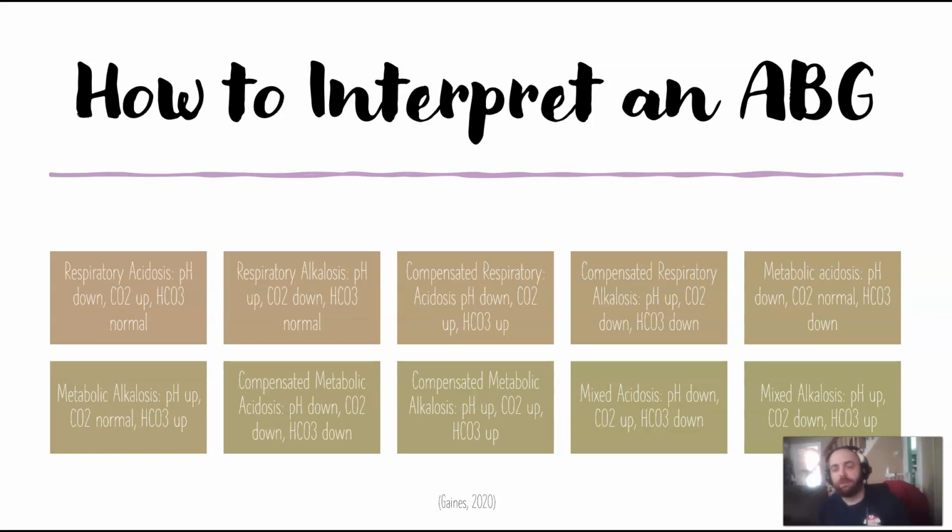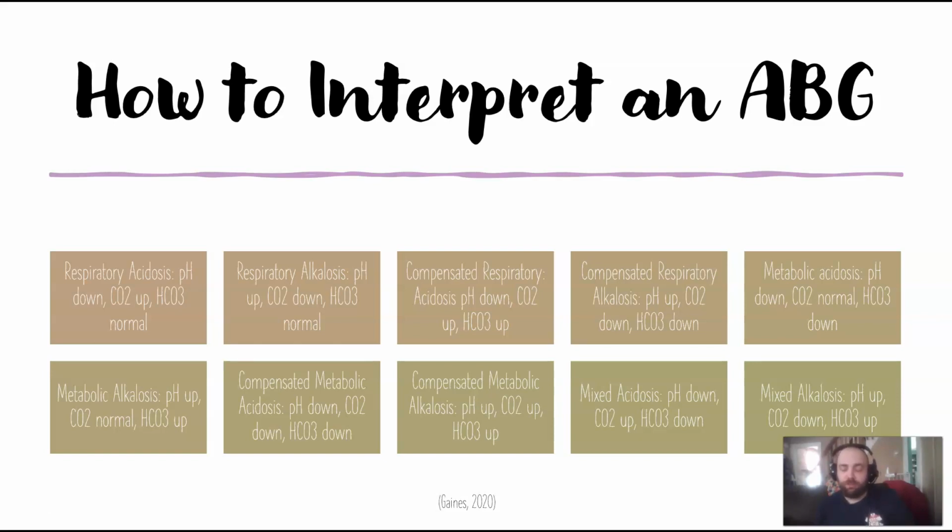In a compensated respiratory alkalosis, your pH is going to be up over 7.40. Your CO2 levels will be down, and you're also going to see your bicarb levels drop, again as your bicarb levels fall below that 22 threshold. That's in order to try to make the blood more acidic to restore that pH balance.